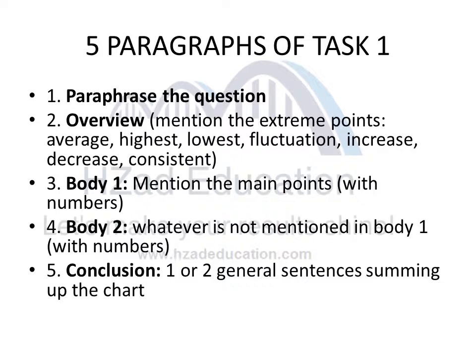But let's say you guys want to do the fifth paragraph. The fifth paragraph is called the conclusion. Conclusion is simply one or two general sentences that sum up the whole chart. As the word says conclusion, it means you have to summarize the whole chart and show the examiner a general idea. This is where you will say, okay, everything is increasing in this chart, everything is decreasing in this chart, or maybe you could say there were only some fluctuations in 3 years, but everything else was constant.